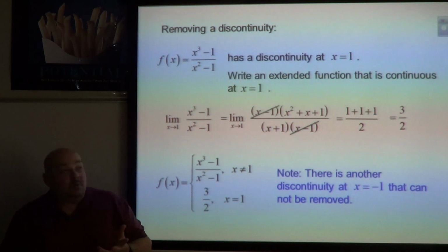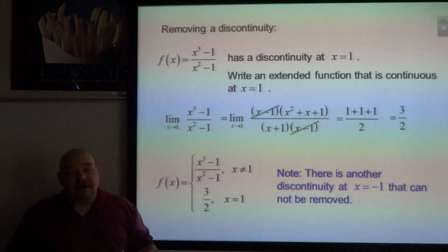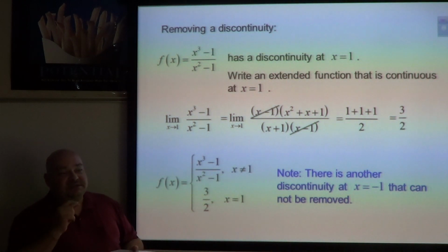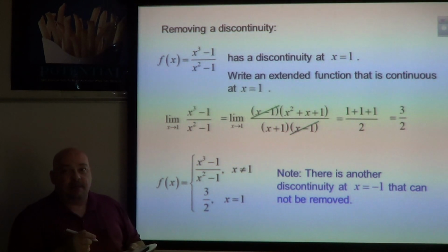Now, I do want you to notice up here, there is another discontinuity at x = -1, but that's a vertical asymptote. It's not removable. You can't put a single point in there when one side goes to positive infinity and the other goes to negative infinity, and bridge that gap. It just doesn't happen.